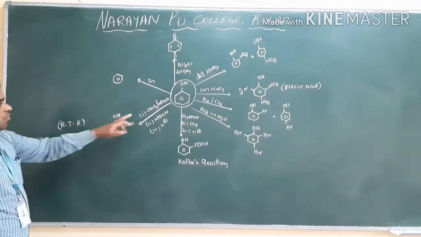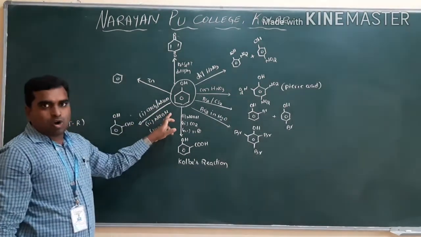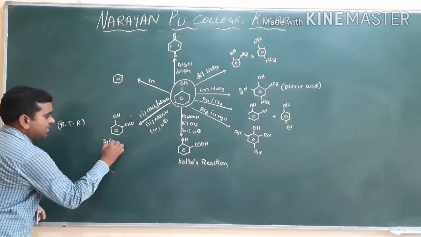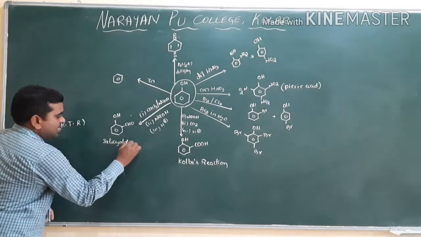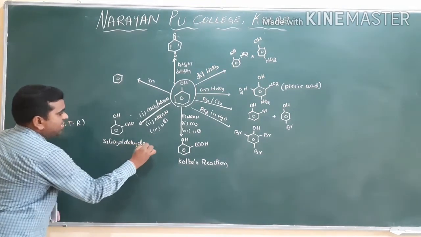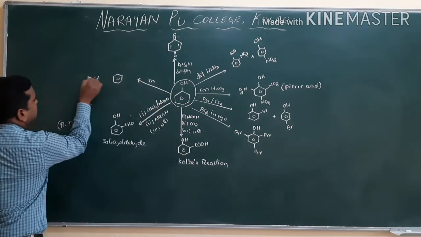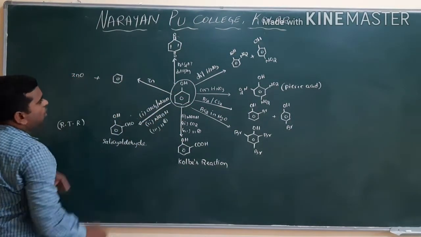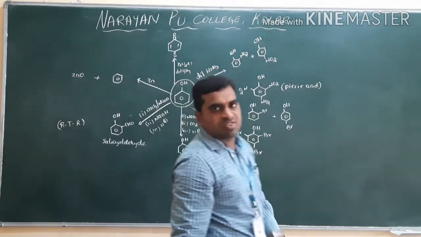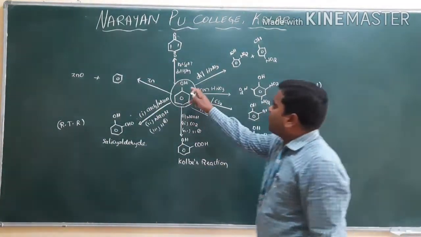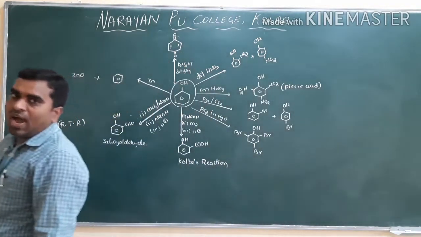And this reaction is the Reimer-Tiemann reaction. Clear? In this one, first chloroform and NaOH, followed by NaOH and hydrolysis, you will get salicylaldehyde. This is salicylaldehyde. And the next one is with zinc. With zinc, benzene plus ZnO will be formed. And the next one is oxidation with K2Cr2O7 with dilute H2SO4, and phenols are oxidized to hydroquinones.